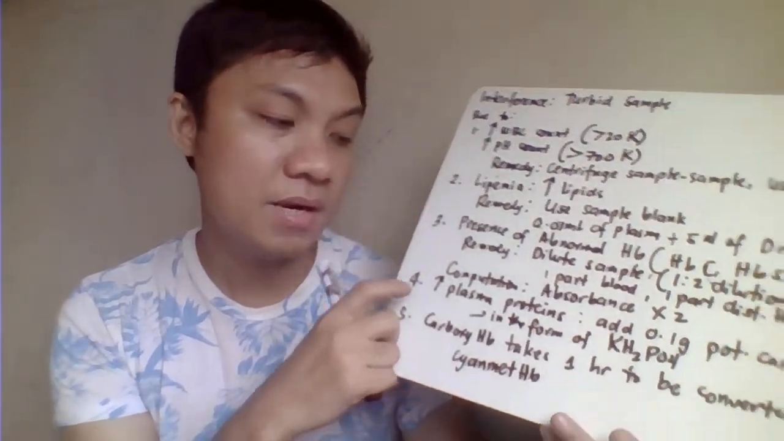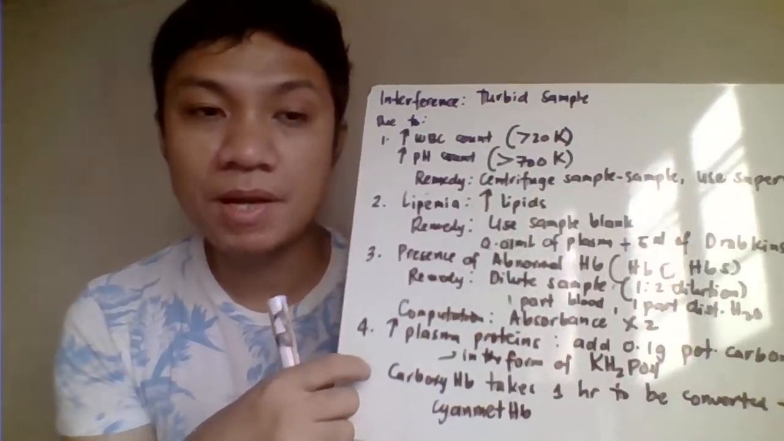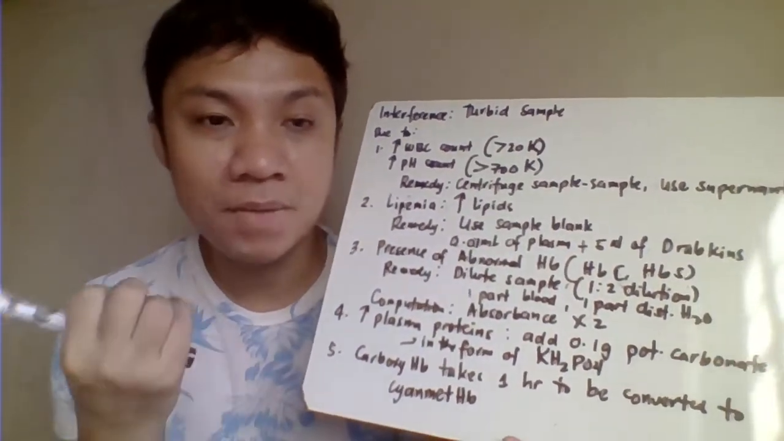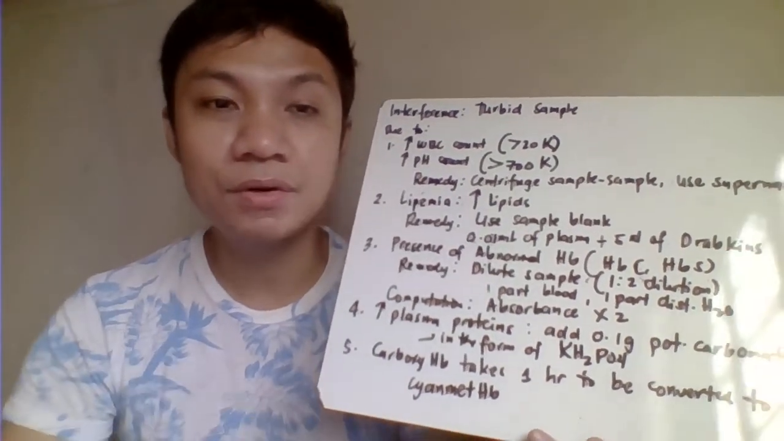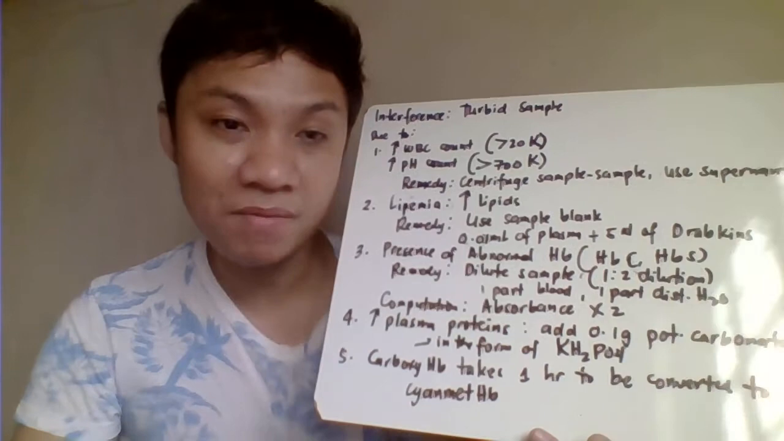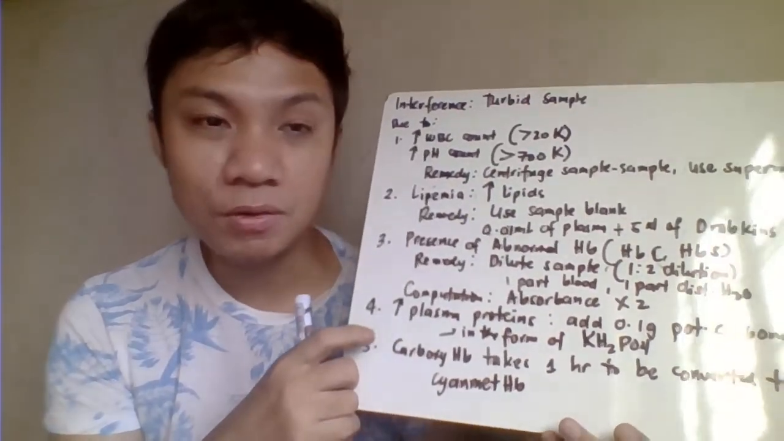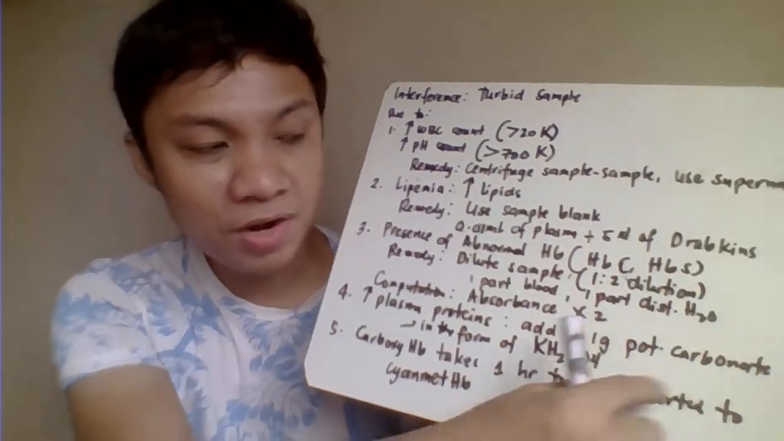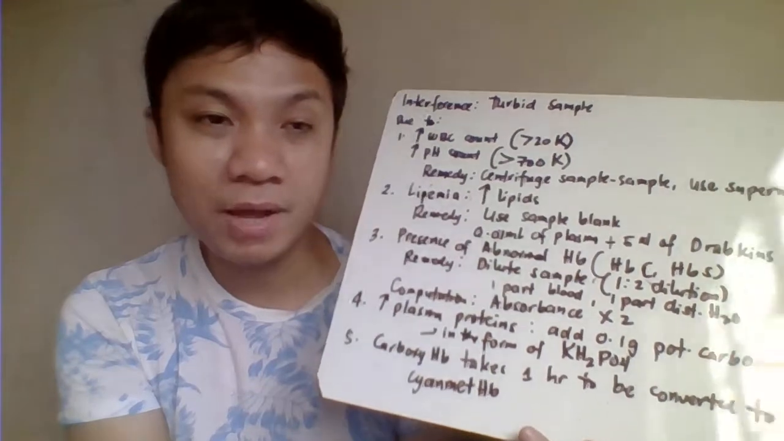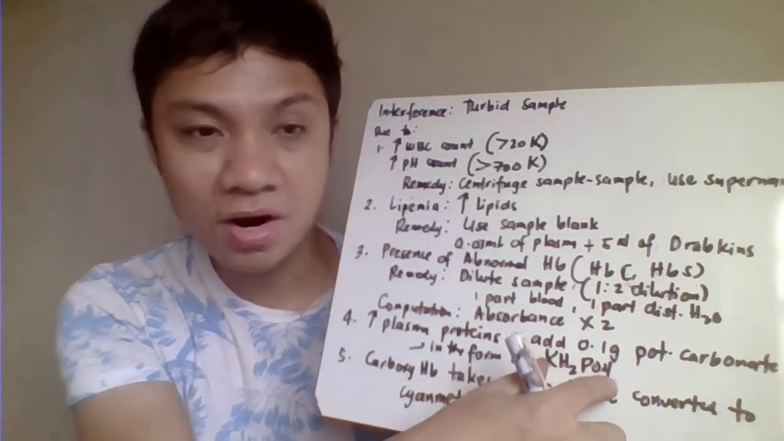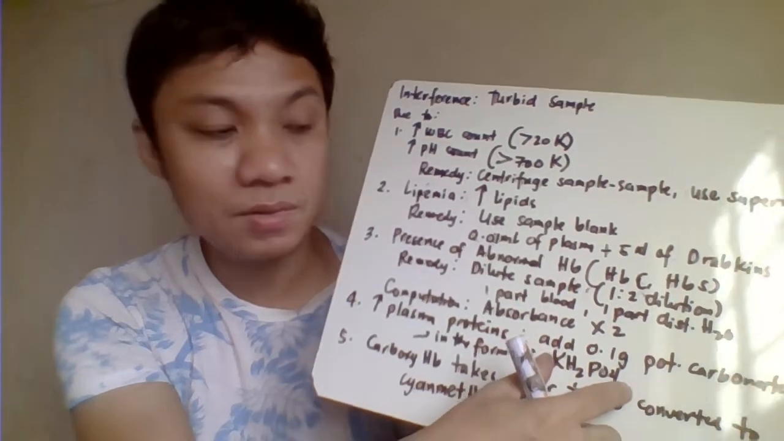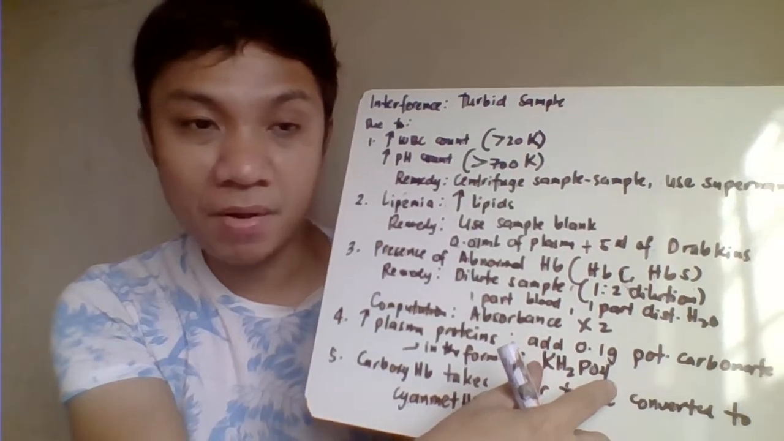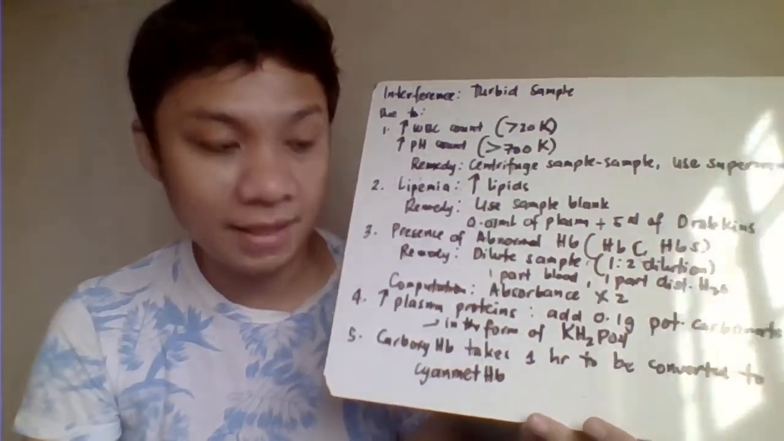Then we have also the presence of a high level of plasma proteins, like in the case of Waldenstrom macroglobulinemia and multiple myeloma. That would also induce rouleaux formation. For this one, all you need to do is add 0.1 gram of potassium carbonate. Potassium carbonate could already be incorporated if your Drabkin's reagent, commercially prepared, has already used this one. Try to use this reagent, potassium dihydrogen phosphate. So ito na siya, si potassium carbonate natin.